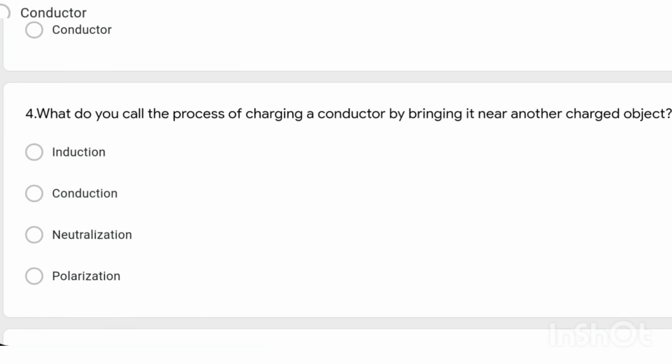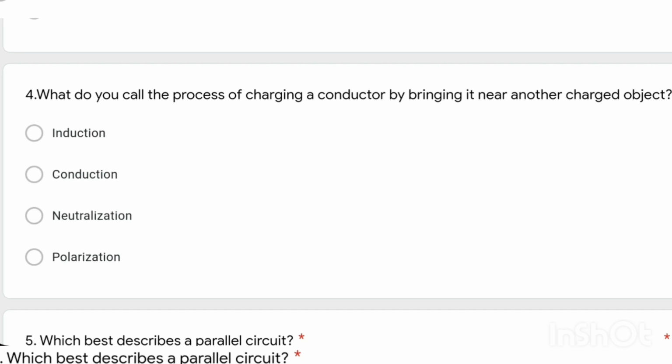Next question is, what do you call the process of charging a conductor by bringing it near another charged object? Answers are induction, conduction, neutralization and polarization. Correct answer will be induction because we are not bringing them in contact, we are just bringing it near to each other. And if you remember the previous question, when they are coming in contact, then it is called charging by conduction, and when charge is gained from a distance, then it is called charging by induction. So correct answer will be induction.